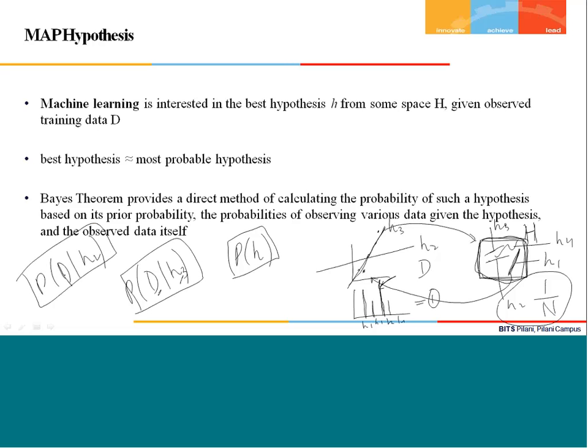It means what is the probability of seeing the data when this hypothesis is given, and this is the probability of seeing the data when this other hypothesis is given. In this case, we can see this number is bigger because it is closer to h3. And the third term is what is the probability of data itself, right?